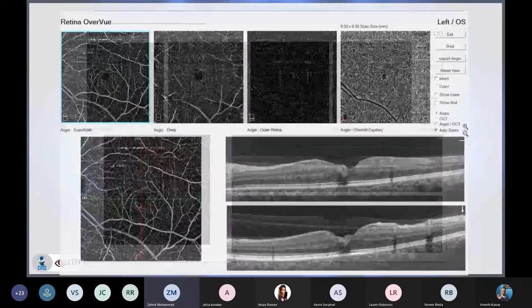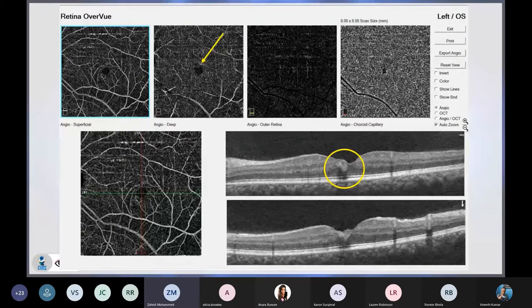But on his left eye, if we look a little closer at the OCT angiography of the deep layers, we can see an area here coinciding with what we noticed on this image below here, circled in yellow again. There's a minimal distortion of the foveal area, and it is an intraretinal lesion as well.